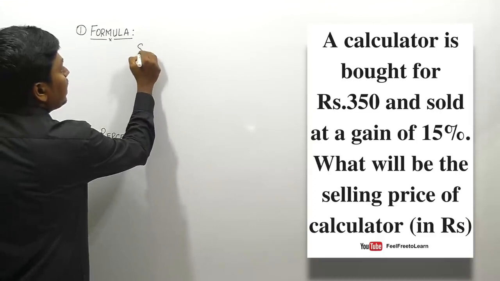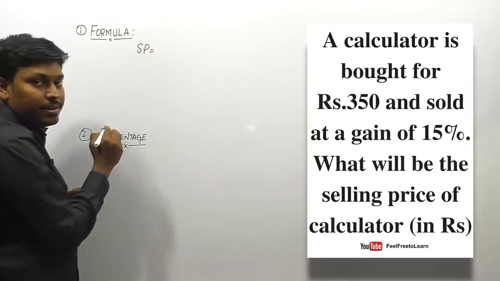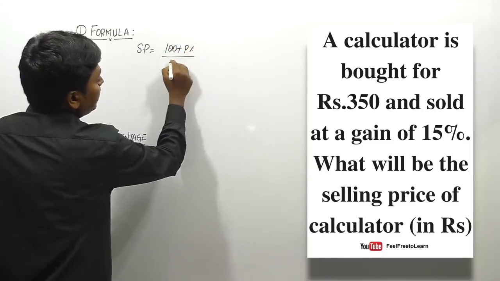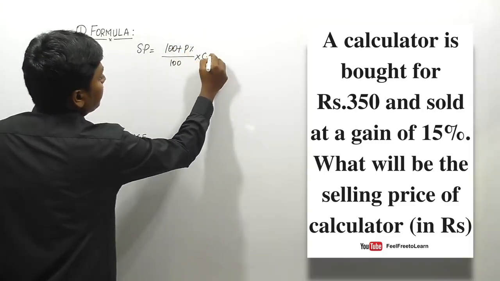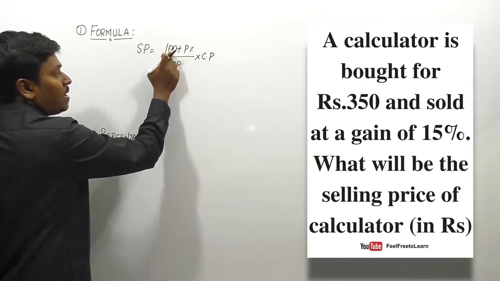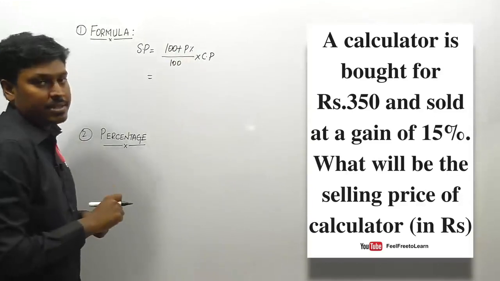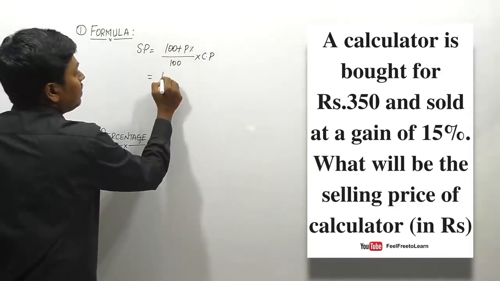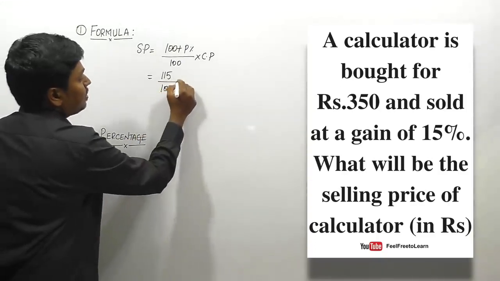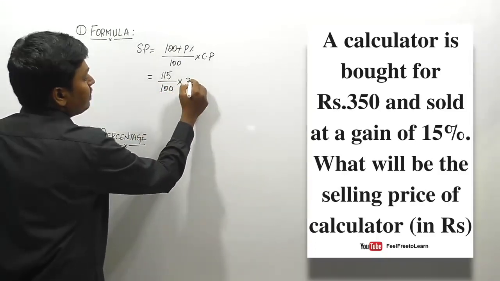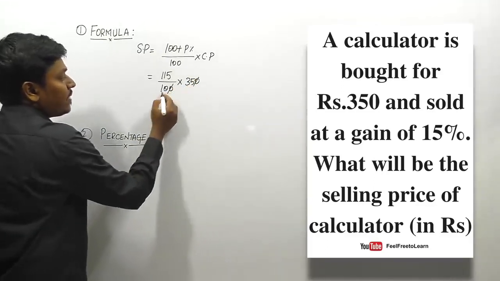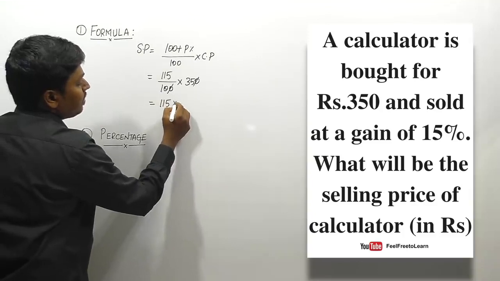So our target is to find the selling price of the calculator. So selling price will be 100 plus profit percentage divided by 100, into cost price, right? So here selling price is equal to 100 plus profit. So 100 plus profit, here profit will be 15%. So 100 plus 15 will be 115, divided by 100, and the cost price of the calculator will be 350. So now we need to cancel this, right? So when we cancel 0 and 0, so 35 divided by 10 will be 3.5.